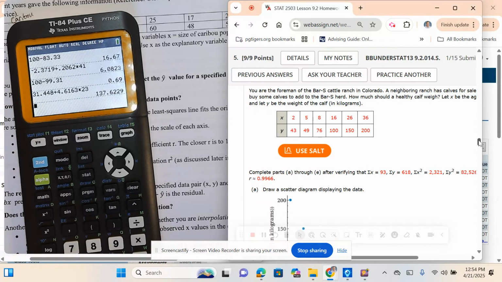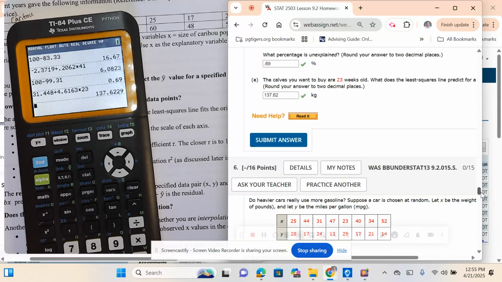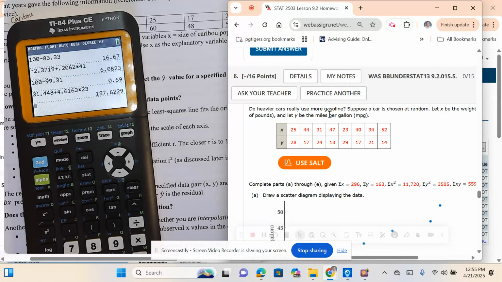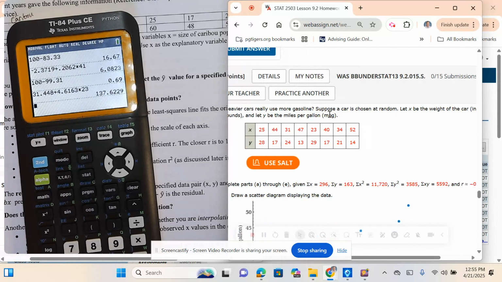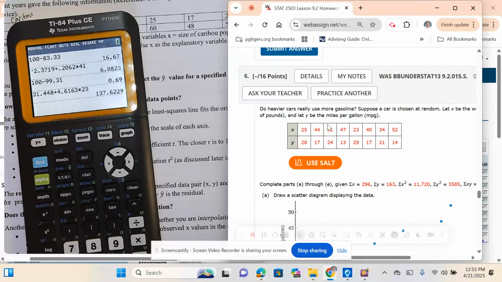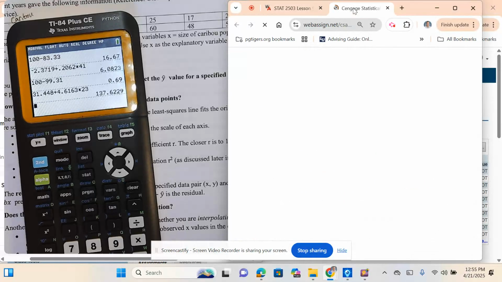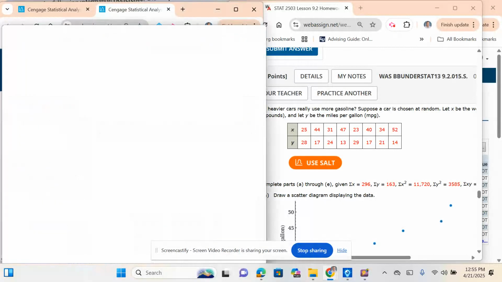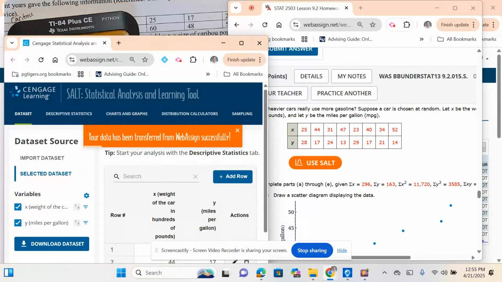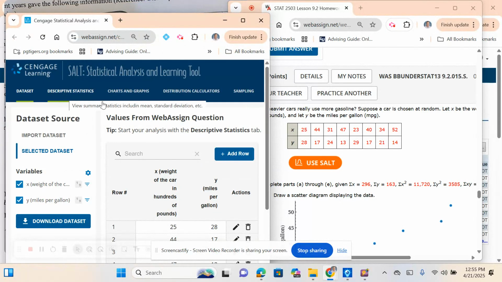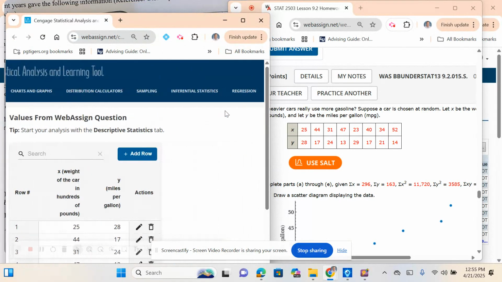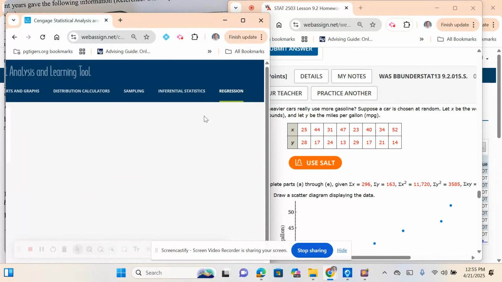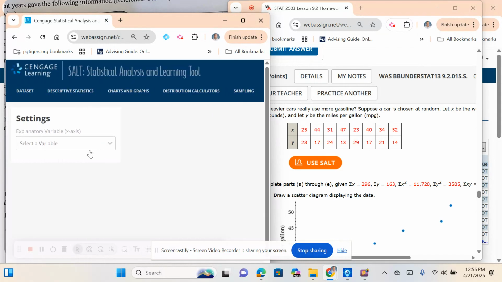All right. Last one here, number 6. The heavier cars, you really use more gasoline. Suppose the cars are chosen at random. Let X be the weight of the car and Y be the miles per gallon. I could verify, once again, by descriptive statistics, but I'm going to go straight to regression. My X is the weight of the car, and Y is miles per gallon.